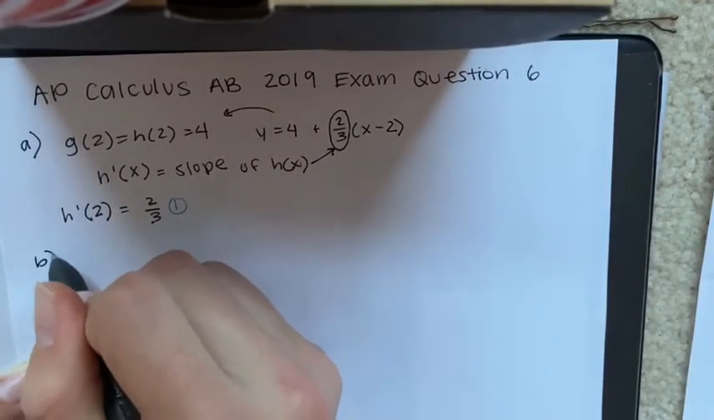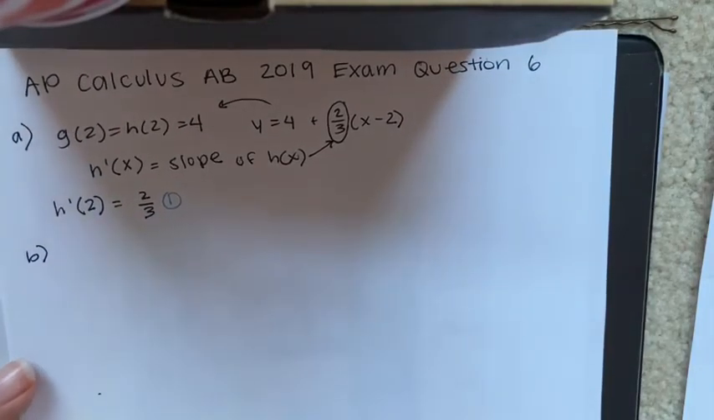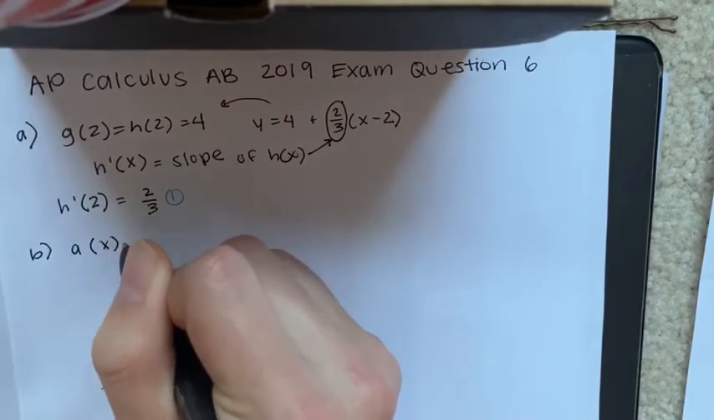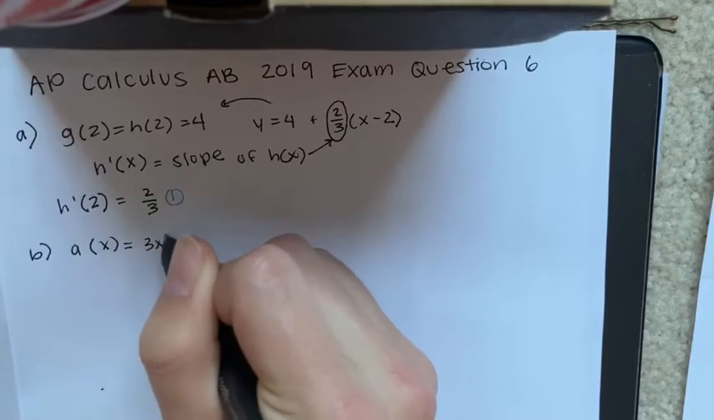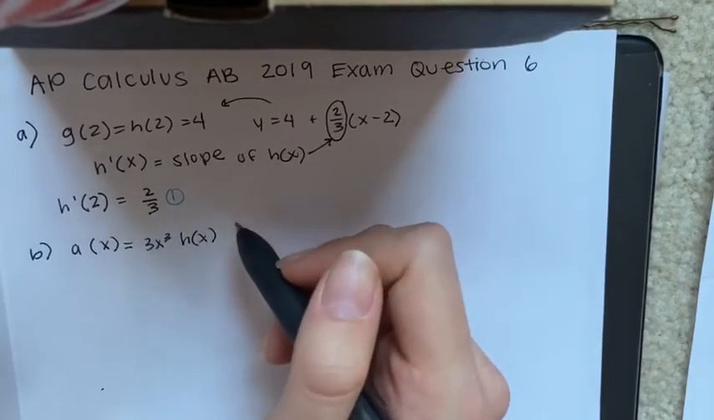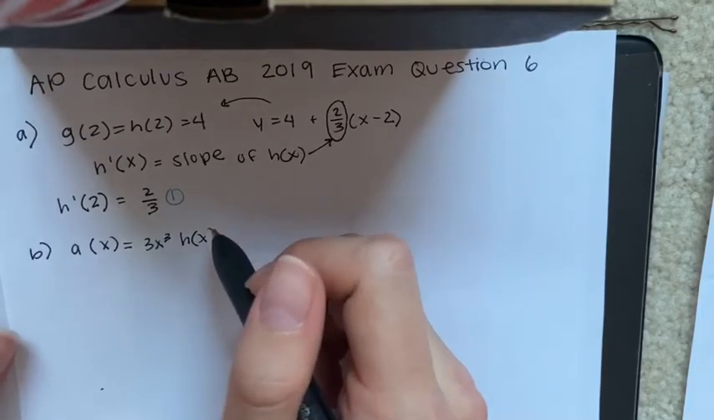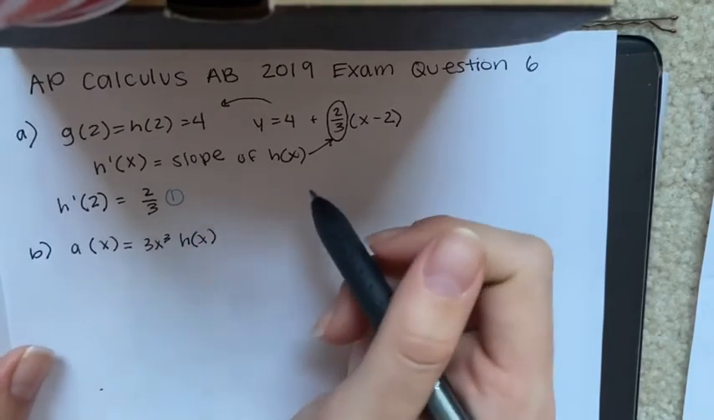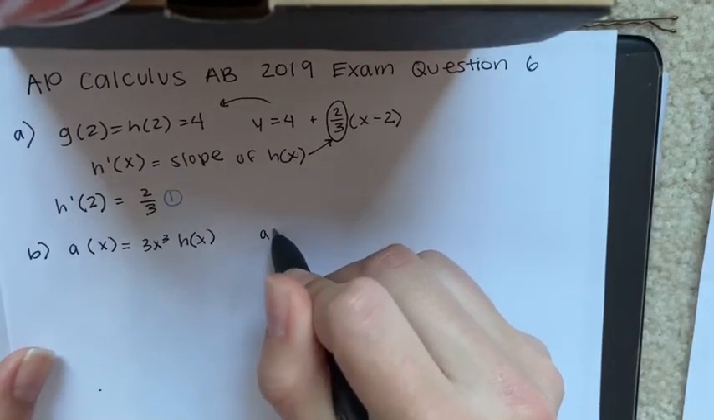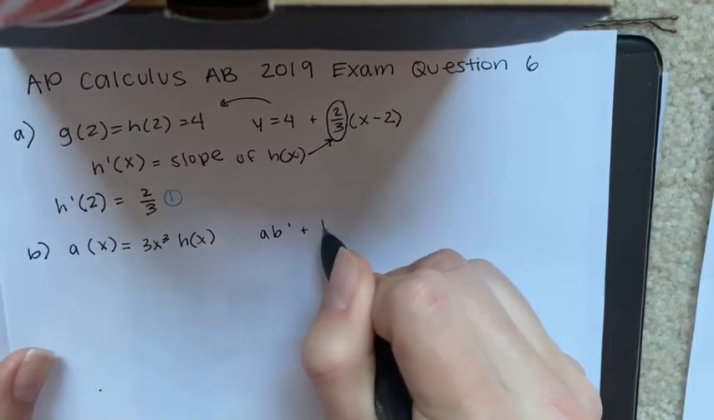Okay, so part B. It is asking you to write the expression for a prime of x and to find a prime of 2. And you're given a of x equals 3x to the third times h of x. So you may remember that we can't differentiate a product without the product rule. This is how I like to remember the product rule: AB prime plus BA prime.